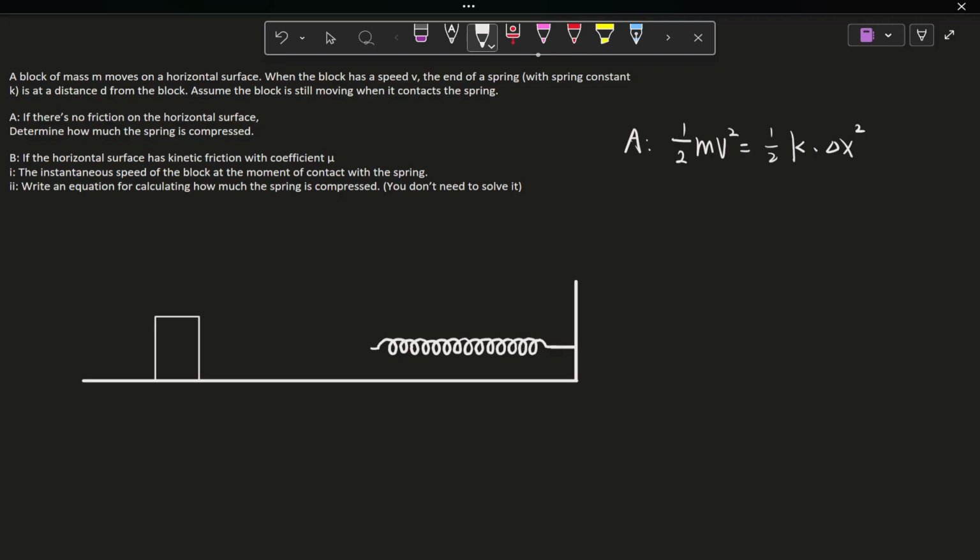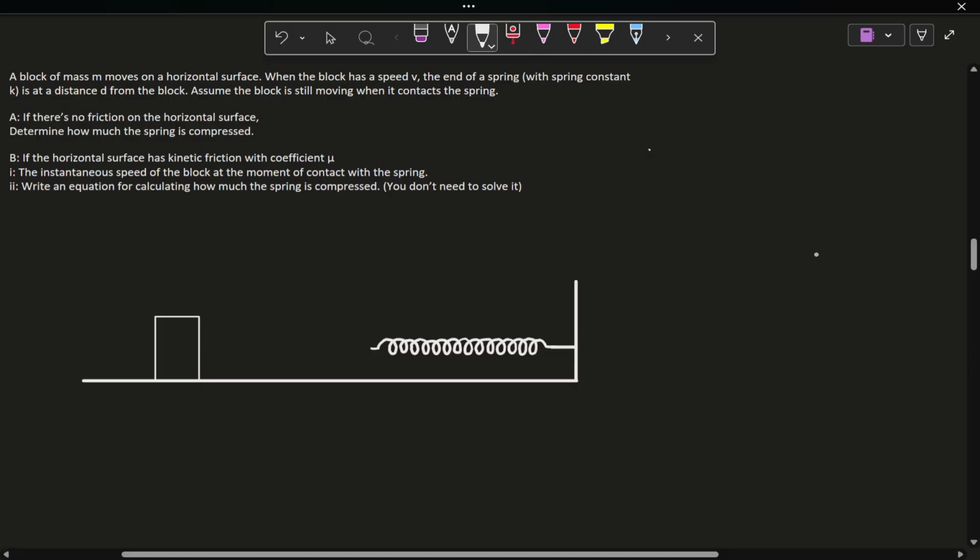So easily we can get delta x is equal to the square root of mv squared over k. You will pick the positive solution here because it asks you how much the spring is compressed. So it's actually asking you for the magnitude, not the displacement. So you pick the positive value here. So this is your answer for part A.